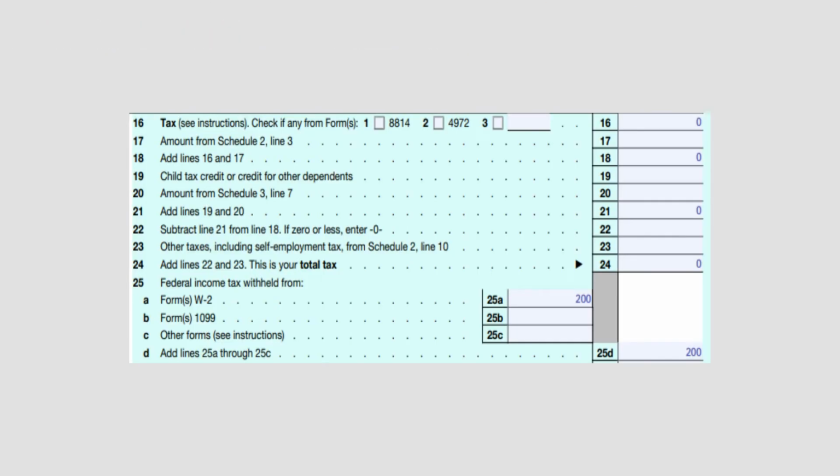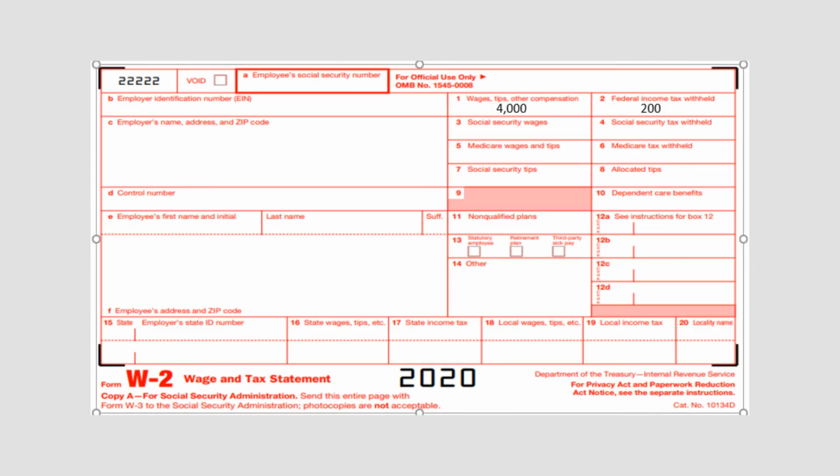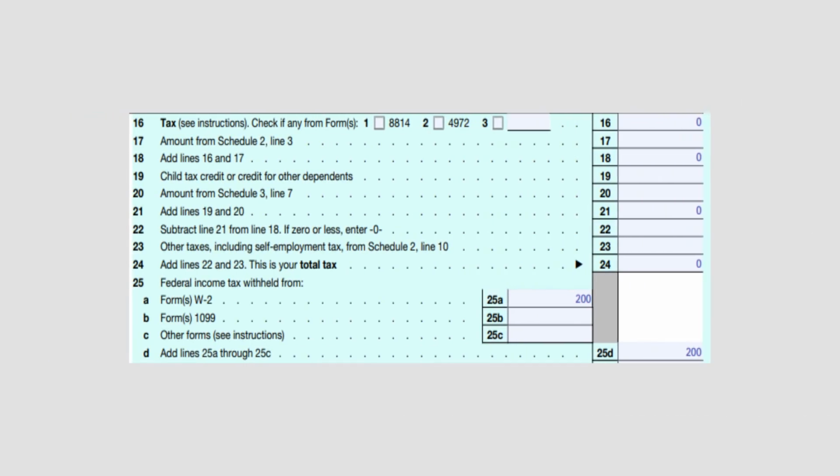On line 16, your tax would be 0 since you had no taxable income. Carry that down to lines 18, 21, and 24. On line 25A, put your federal income tax withholding. Again, you can find this on Form W-2 that your employer sent you in box 2. Note, you will also have Social Security and Medicare tax withholdings in boxes 4 and 6. These do not go on your return. Put the $200 of withholding on line 25A and 25D.